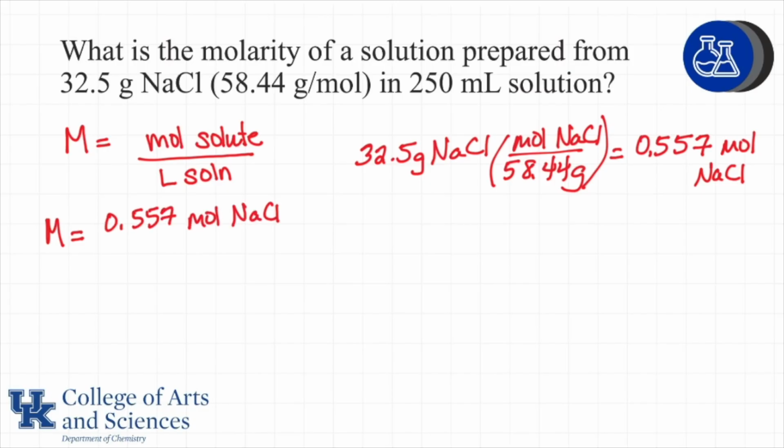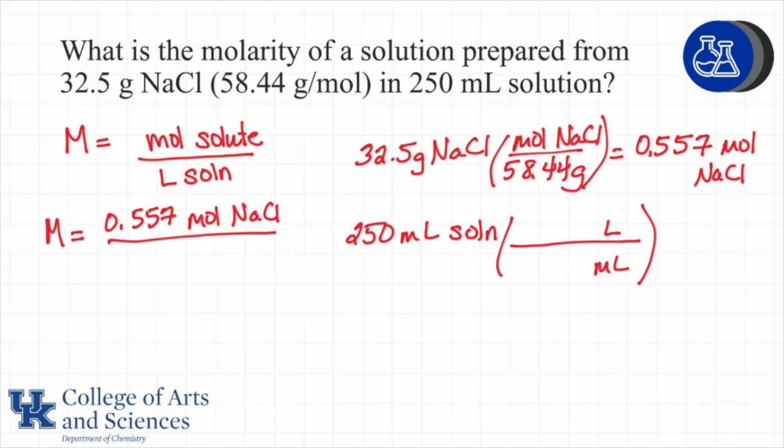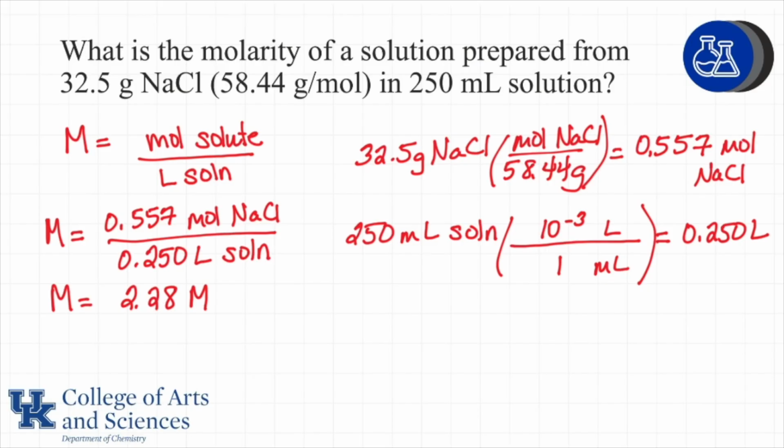We'll plug that into our equation for molarity. Then we need to find the volume of the solution in liters. So we have 250 milliliters of solution. We use our metric prefix conversions to convert from milliliters to liters. Put the 1 with the prefix and put the meaning of that prefix. So the meaning of milli goes with the base unit of liters, 10 to the minus 3. We do the math and get 0.250 liters, which we can plug into our molarity equation, and then solve for the molarity and get 2.28 molar.